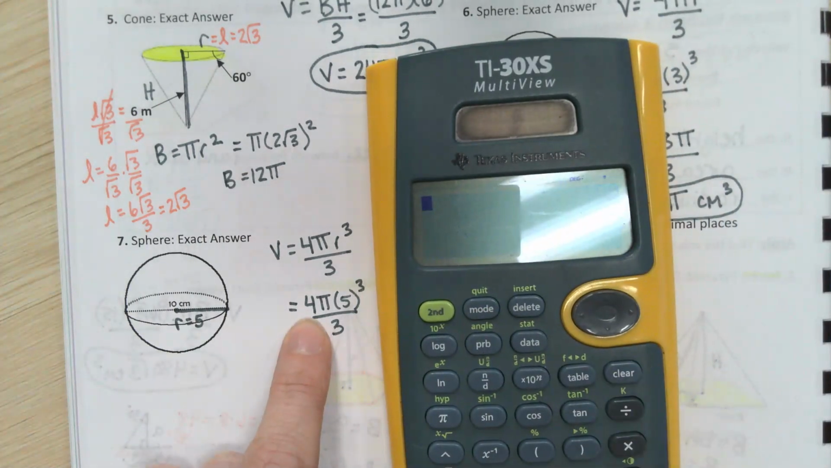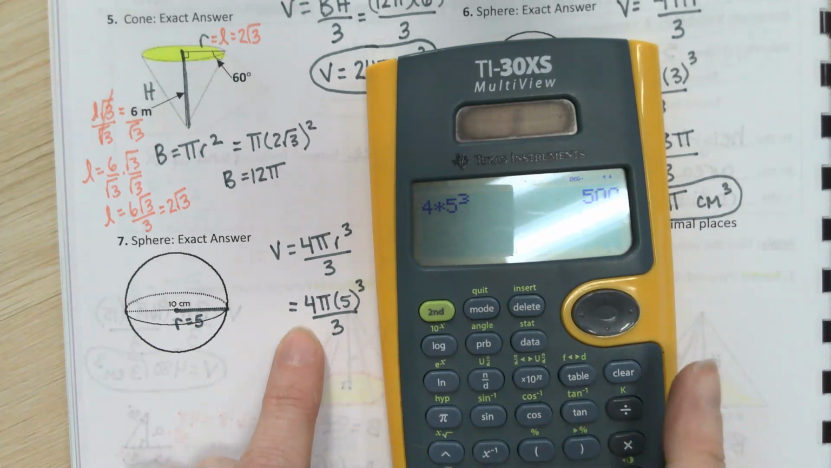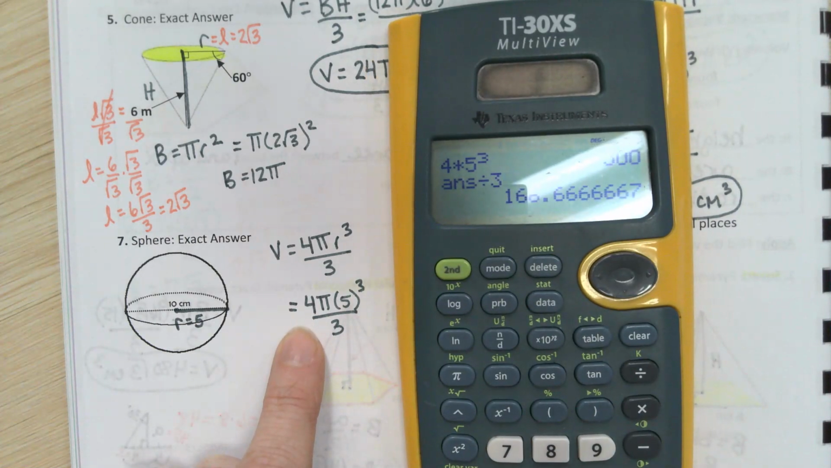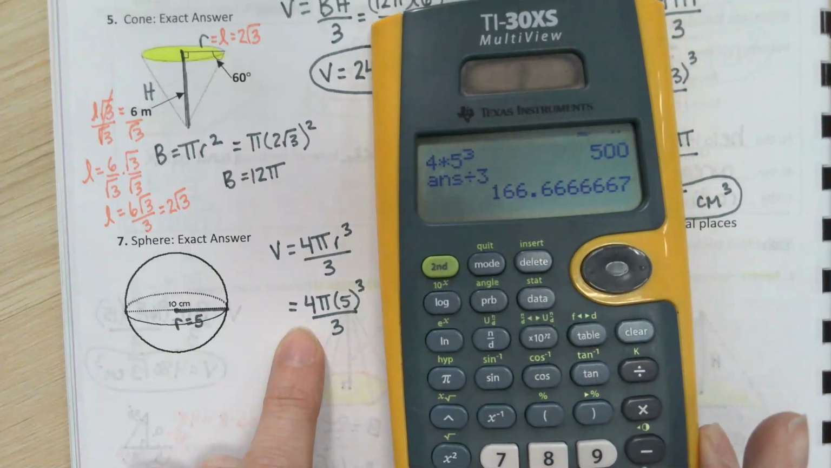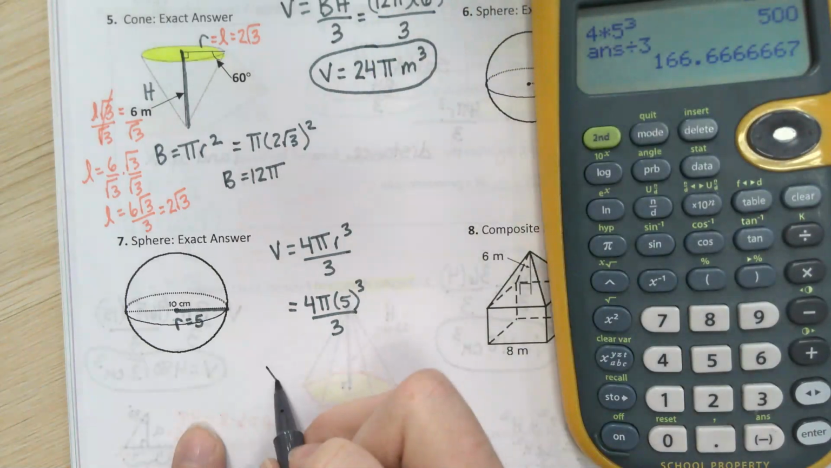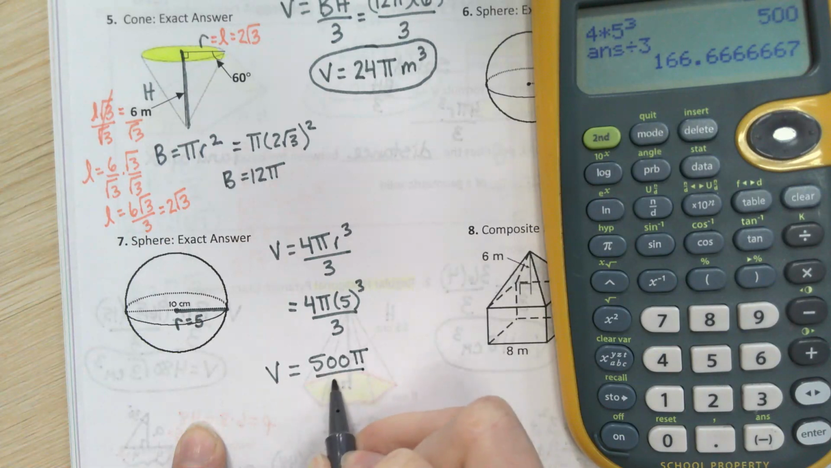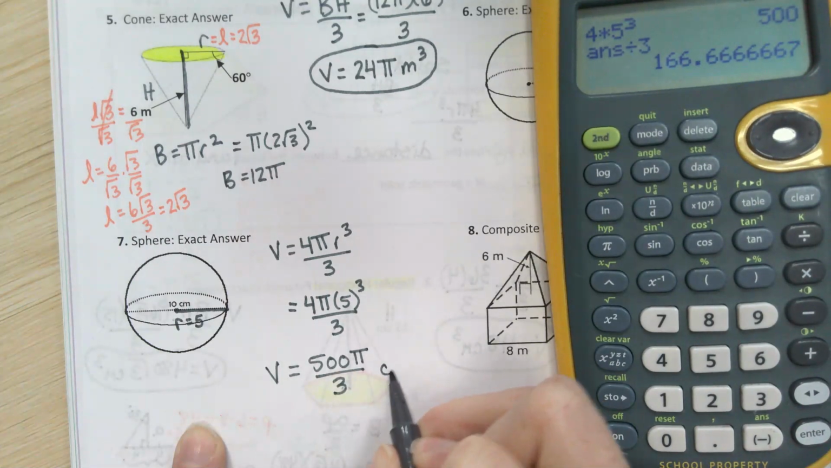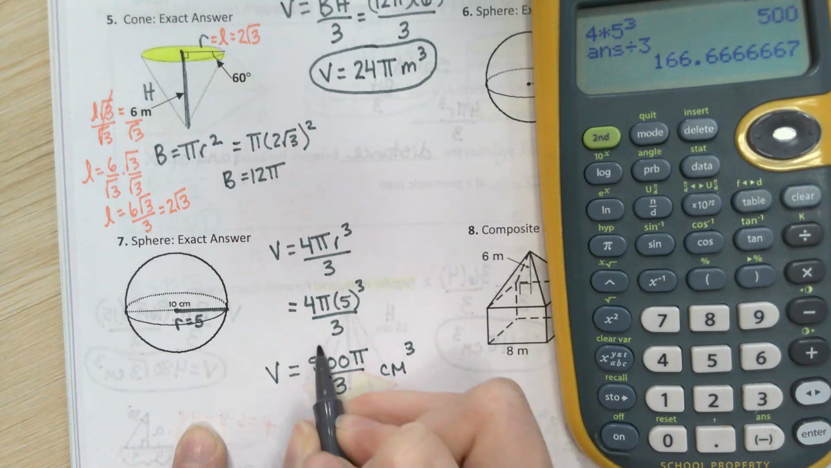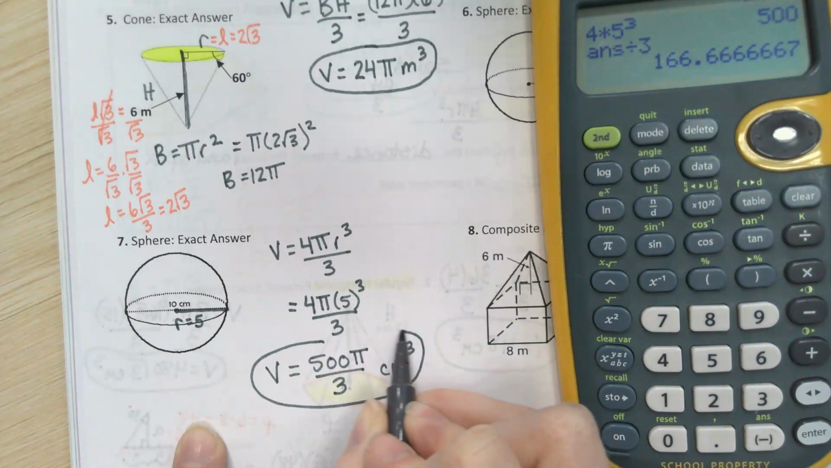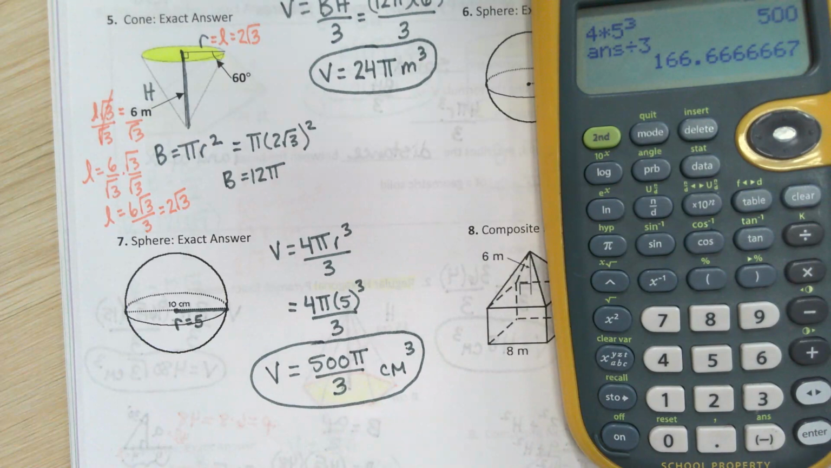Taking care of the numerator, 4 times 5 cubed will be 500. If we do a quick check, we cannot so easily divide 500 by 3. So the best way to leave your answer this time is 500 pi in the numerator divided by 3. Nice and exact. That's a simplified fraction. It doesn't require us to do any rounding.